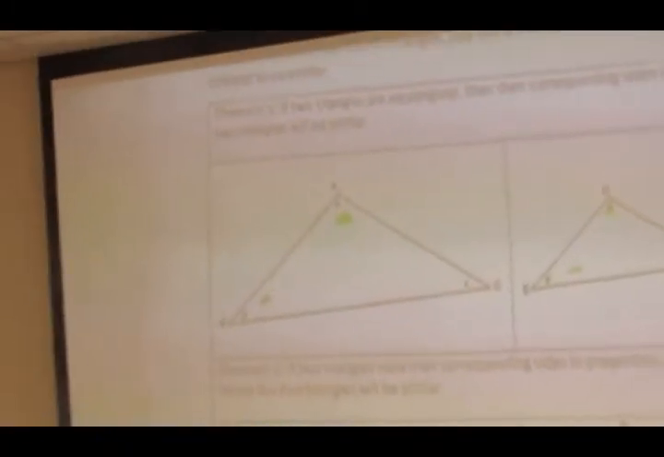Why? Why is it that if you can prove that two angles in a triangle have equal partners in the other triangle, then the remaining angles will automatically be equal? Why? Are you listening? Why?